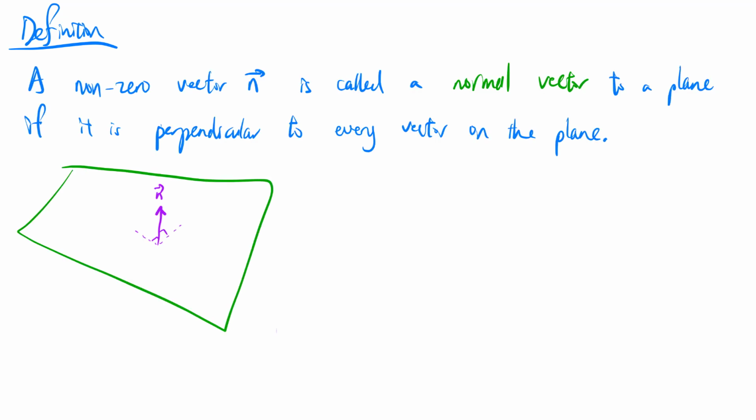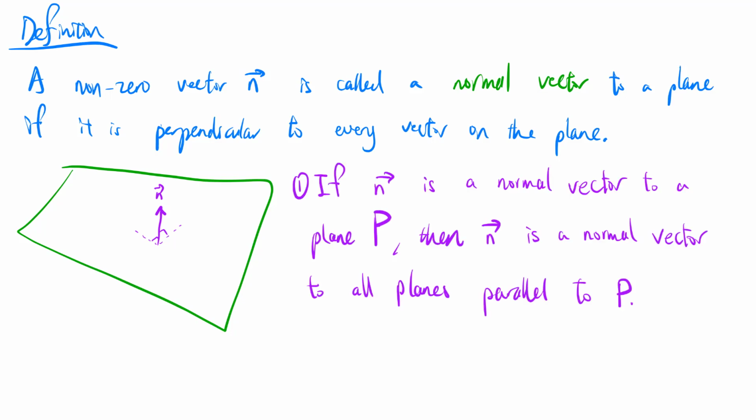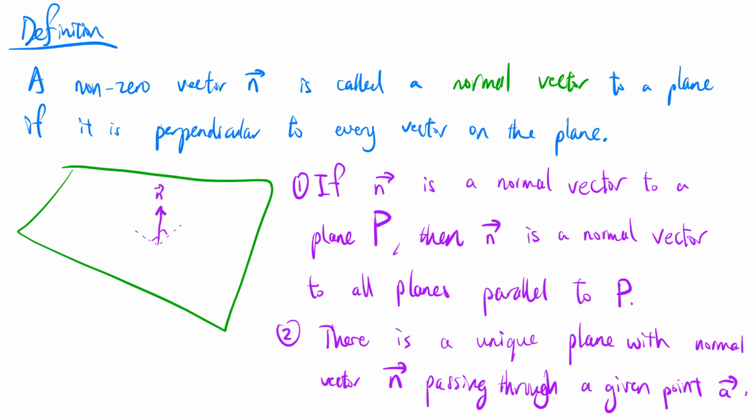Now let's talk about planes. First, let's define a normal vector on a plane. A non-zero vector n is called a normal vector to a plane if it is perpendicular to every vector on the plane. Note that if n is a normal vector to a plane P, then n is a normal vector to all planes parallel to P. Second, there is a unique plane with normal vector n passing through a given point A.